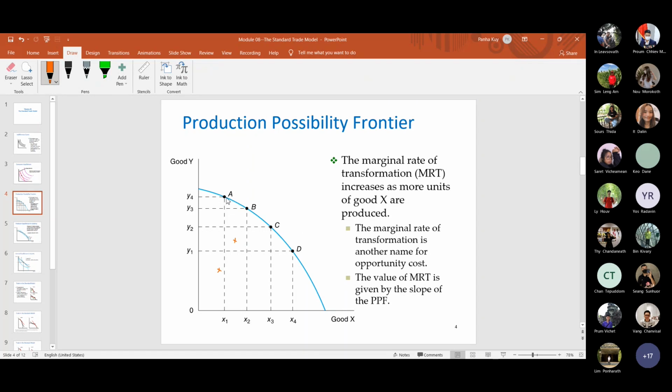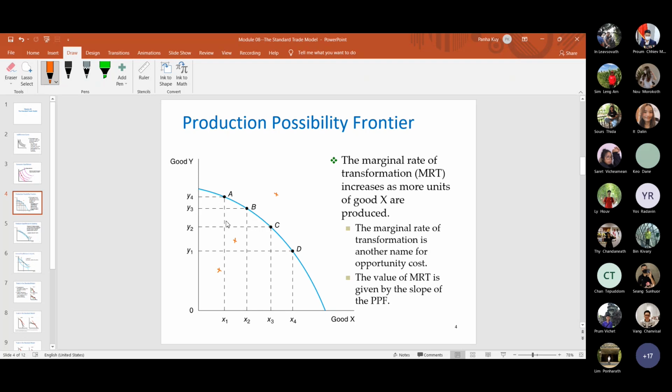And the second property is the point along the curve here. The point along the curve here refers to the efficient point. Efficient point meaning to say that a country or the economy already allocated all the resources for producing these two goods. And the third property is outside the line here. Outside the line here we call this one the unattainable points. Unattainable point meaning to say that within your economy resources you could not reach this point because you have limited resources. Okay, so these are the three properties of the production possibility frontiers.